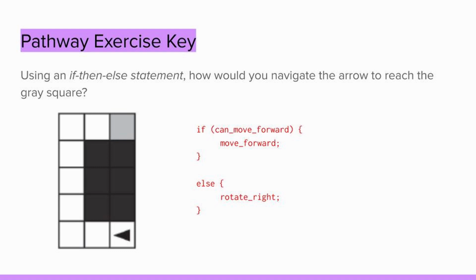Here's the key. By looking at the path, we can tell that we only need to move forward and rotate right in order to reach the gray square. So we'll check if the arrow can move forward. If so, then we'll move the arrow forward. If not, then we'll know that we have to rotate right before we can move forward again.